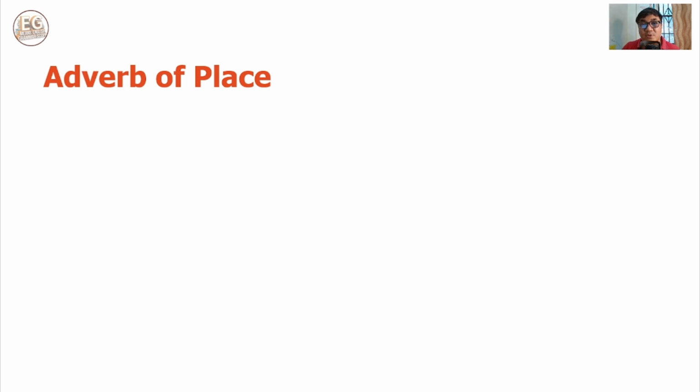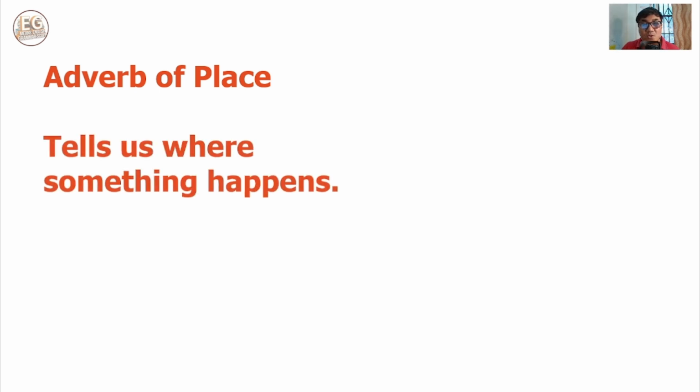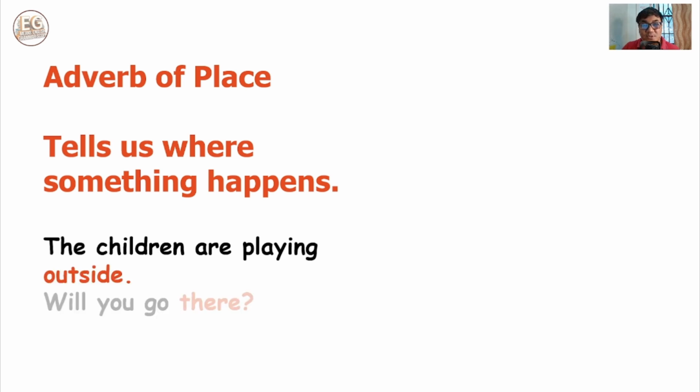Another kind of adverb is adverb of place. Yes, as the name suggests, it has to do something with place, right? Yes, it tells us where something happens. So it tells us, in relation to the verb, where the verb happened. All right, in which place? Like in the sentence, the children are playing outside. So outside is the adverb in this sentence.